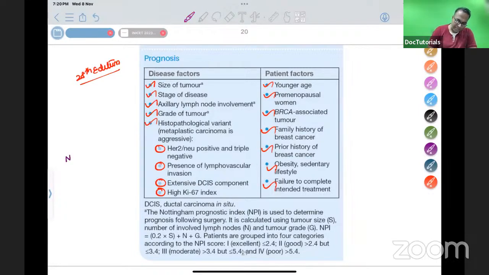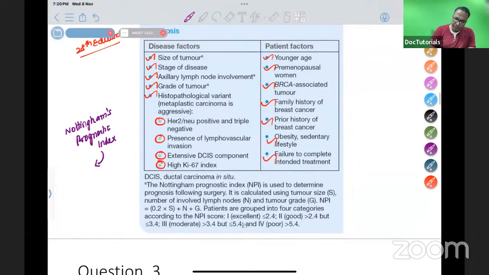And one new update is Nottingham's prognostic index. Please don't forget Nottingham's prognostic index. It is already an old concept, but it was not mentioned in Bailey. But this time they have mentioned it, including the values, in Bailey. So it depends on the size of the tumor, lymph node numbers, number of nodes.